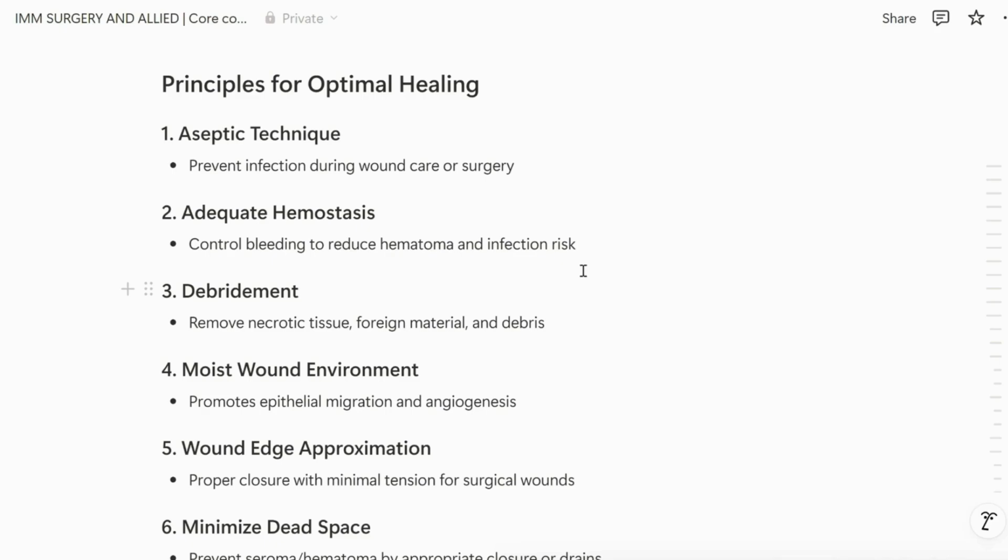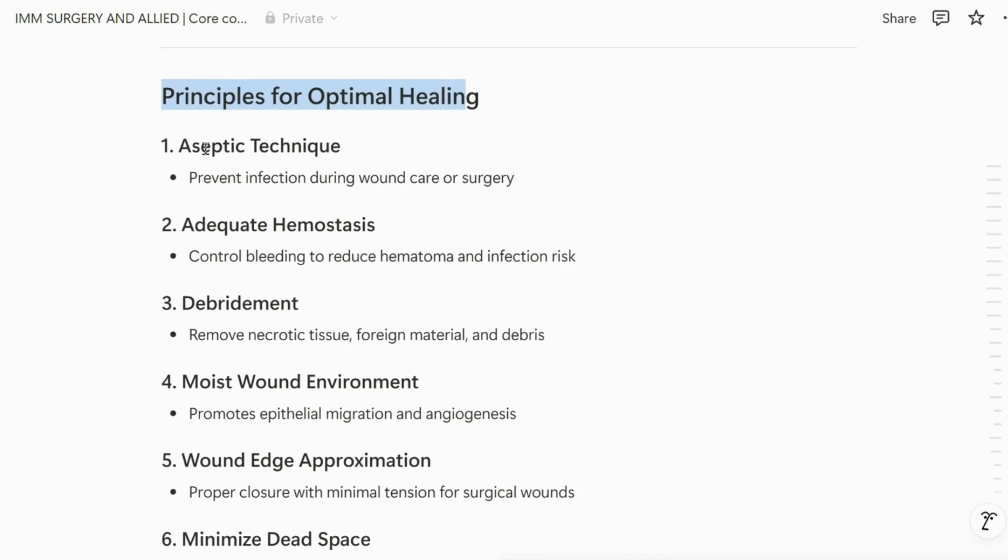So now we will talk about the principles which are required for optimum wound healing. First of all, we have the aseptic technique. It will prevent any sort of infection. Then adequate hemostasis. This will reduce the formation of hematoma and further reduce the risk of infection. Followed by adequate debridement, that is removal of any necrotic tissue or foreign material. Then a moist wound environment will promote the migration of the cells and new blood vessels.